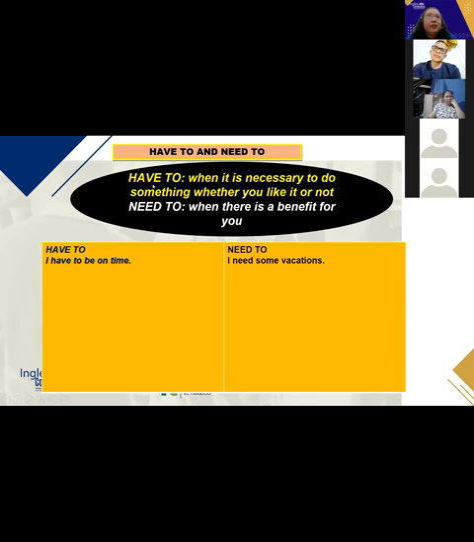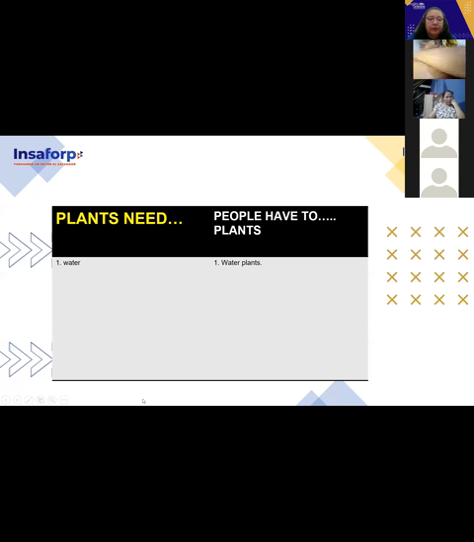Es como más obligatorio, ¿de acuerdo? You don't have to park here. You don't have to smoke here, ¿ya? You don't have to speak in the library. Need to, when there is a benefit for you. And you were building sentences with have to and need to, if you will remember.